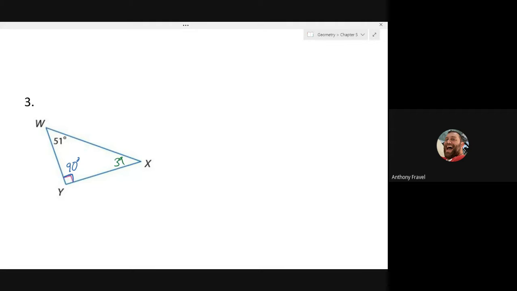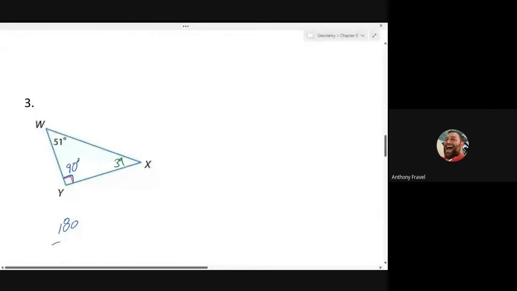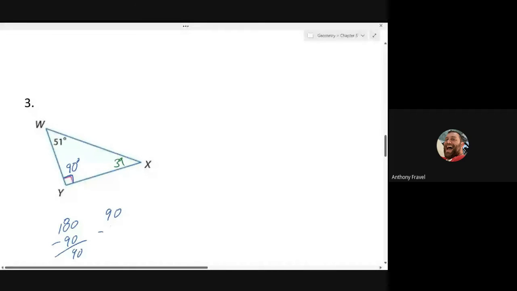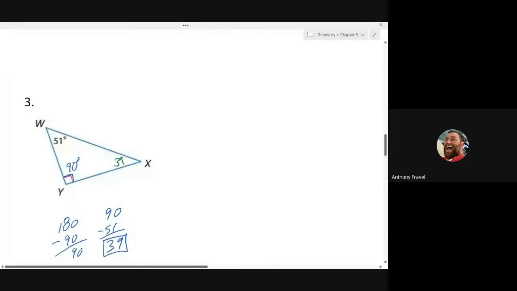If I was still trying to figure out what that missing angle was, I'm going to figure out how many degrees are in a full triangle. A full triangle has 180. So to figure out the missing angle, I subtract all those numbers from 180. I've got 180 minus the 90, because that's my right angle. I'm left with 90 degrees. Then I had 90 degrees minus the 51. That leaves me with 39, and that's where that 39 came from. So now they understand where all those numbers came from.